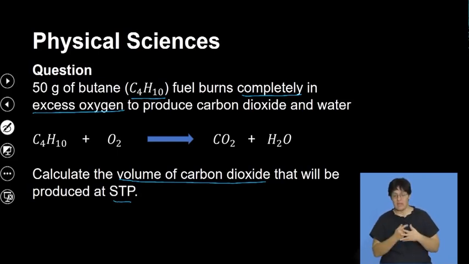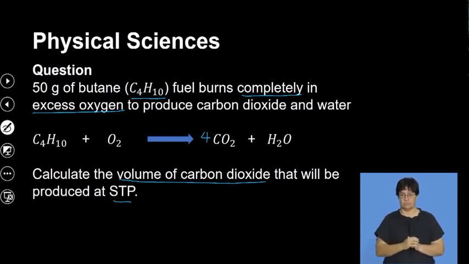Let's check carbon. Carbon is 4 on the left, 1 on the right, so we need to do something. I'll be tempted to put a 4 there. Then carbon is sorted. What about hydrogen? We've got 10 of hydrogen on the left and then 2. It means we'll need maybe a 5 there.